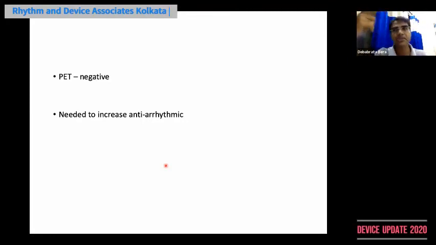But here PET is negative, so you don't have much inflammation in the heart. It is about the scar, and you need to take care of the scar with antiarrhythmic drugs. I just increased the dose of amiodarone. The patient is doing well.